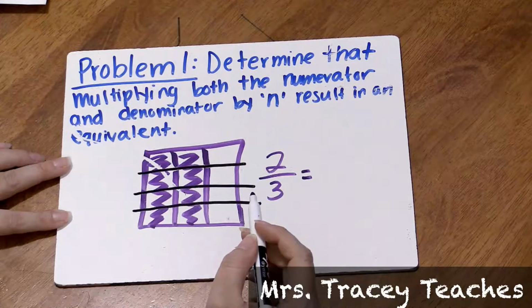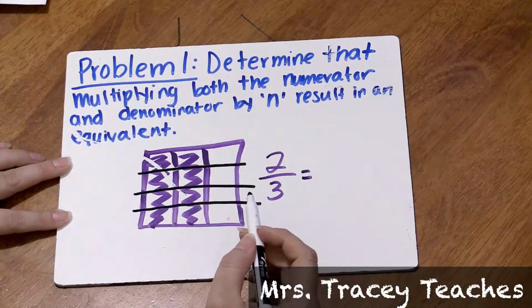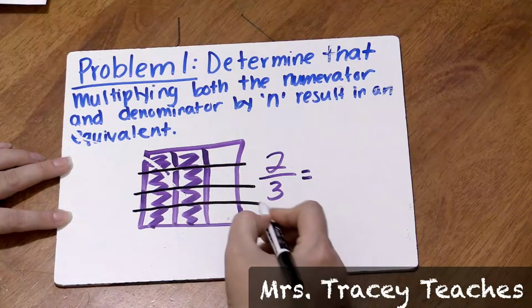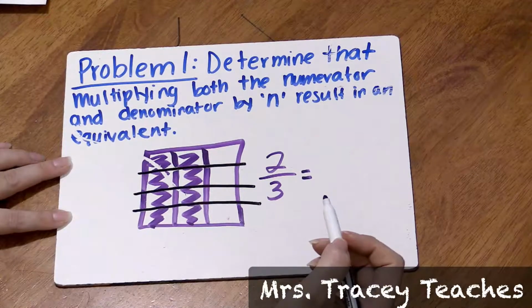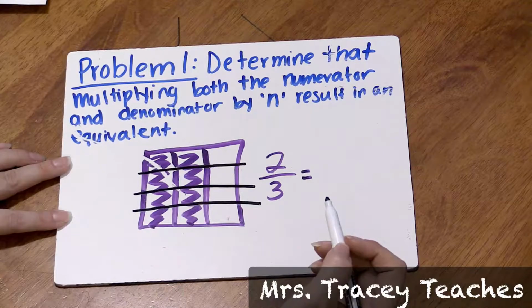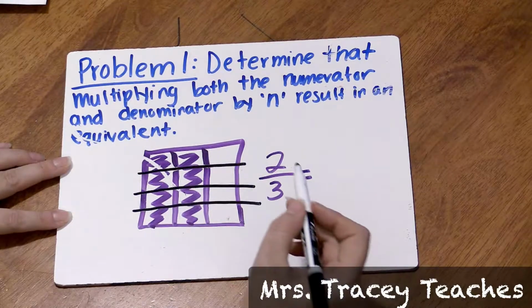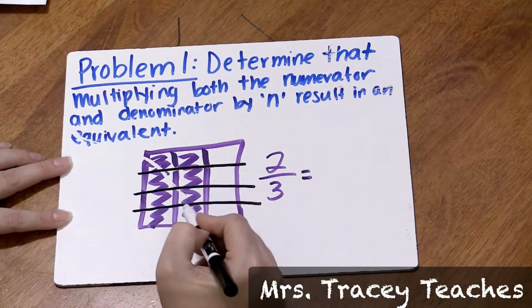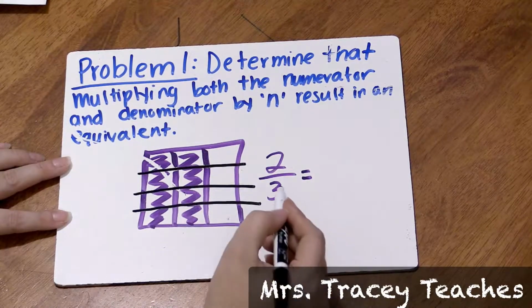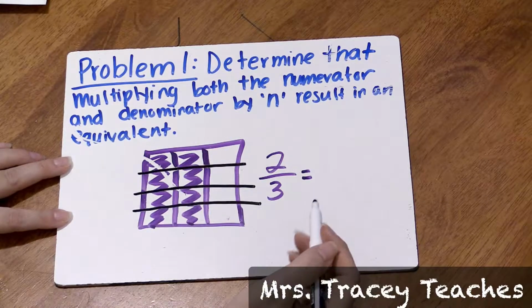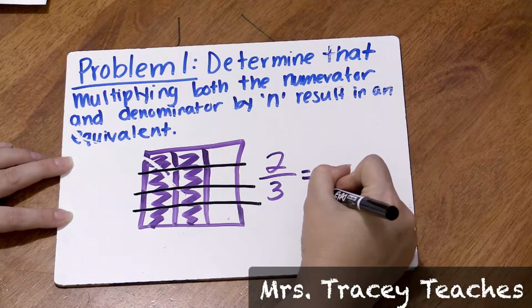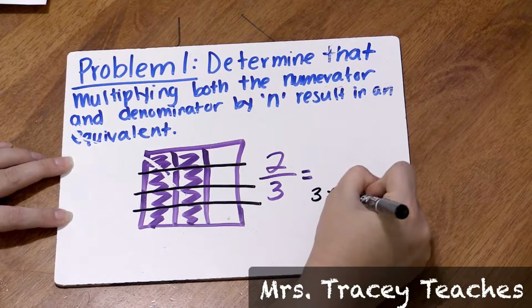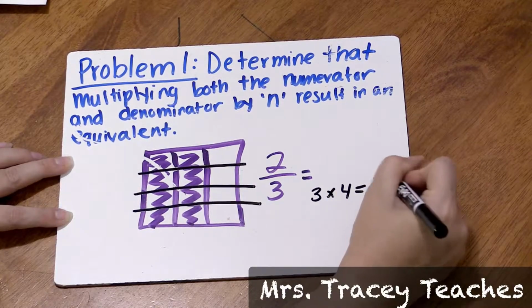What happened to the number of units? There were 3 units before, like we see right here, but now we have to multiply that by what number? 4. Because there are now 1, 2, 3, 4, 5, 6, 7, 8, 9, 10, 11, 12 units. So 3 times what again is 12? 4. So I'm going to go 3 times 4 equals 12.